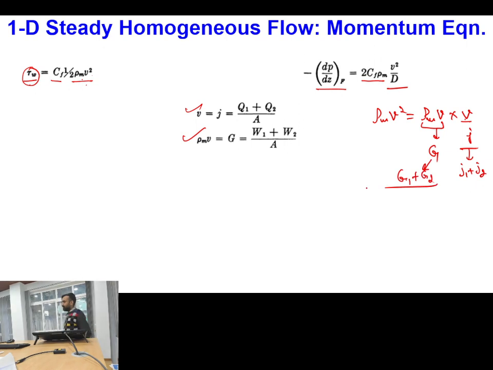Is this point clear? So for a total system, the mixture velocity will be equal to the superficial velocity. That's a very simple point. For a total mixture, the local mixture velocity U will be equal to the superficial velocity of the mixture. So by doing these substitutions, I can write my dP by dZf as 2 times Cf into G J by D. In place of rho m V square, one I have replaced with G, the other I have replaced with J.